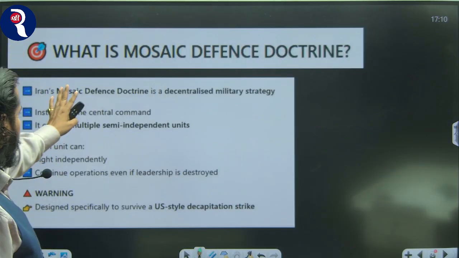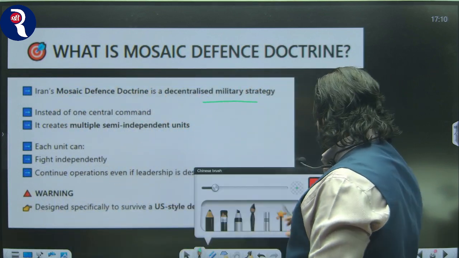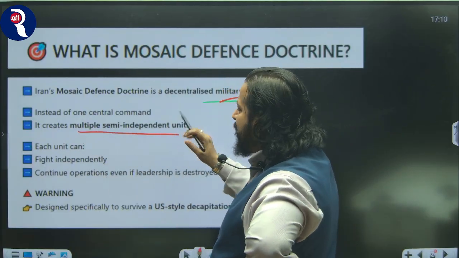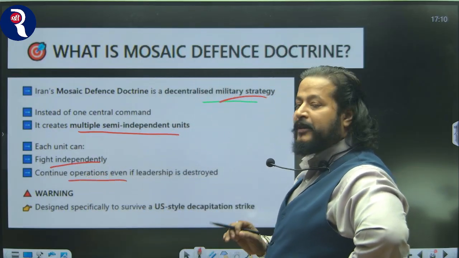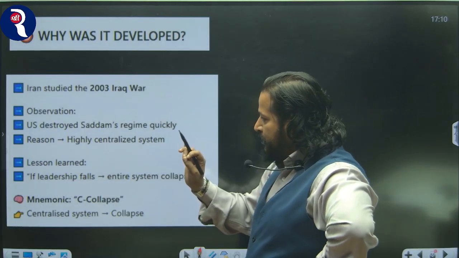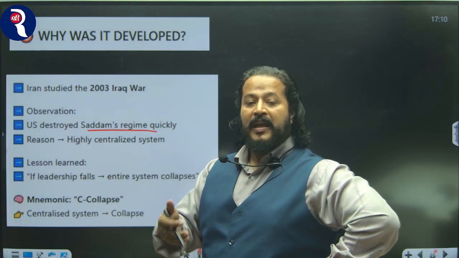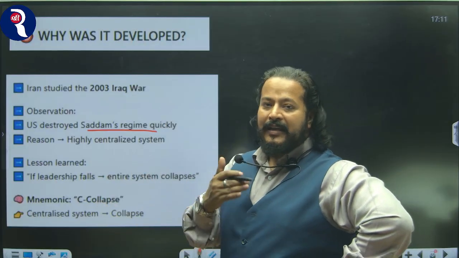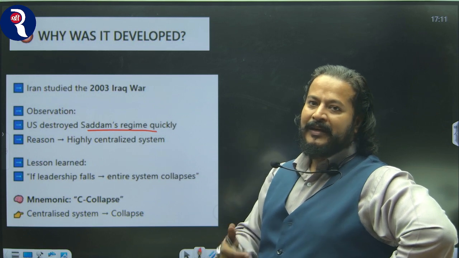Now let's move on to Iran's Mosaic deterrence. It's a decentralized military strategy. Instead of one central command, they create multiple semi-independent units. Each unit can fight independently and continue operations even if leadership is destroyed totally. And this is what has happened. Iran studied the Iraq war. It observed that the US destroyed Saddam's regime quickly because it was a highly centralized system. Saddam was everything. Iraq meant Saddam Hussein, and when Saddam was down, the entire Iraq was invaded and is still unstable, still paying for the sins committed by the USA.